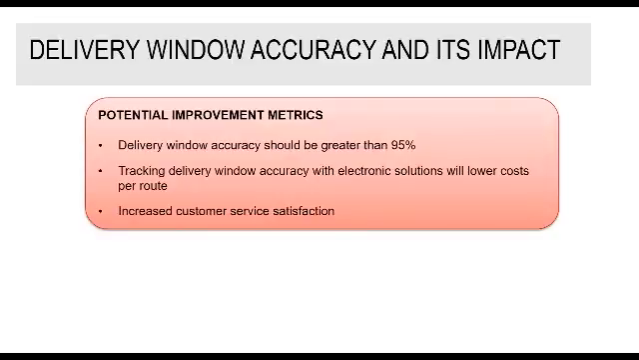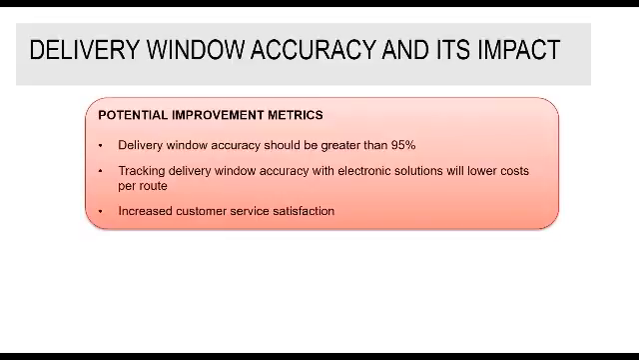In our view of things, delivery window accuracy should be greater than 95%. Ultimately, 100% is what you'd be looking for, but there's always factors that are going to come into play that are outside of your control. So really the key is, where are you at? What values, what measurements do you have to know if you are above or below the 95% point?